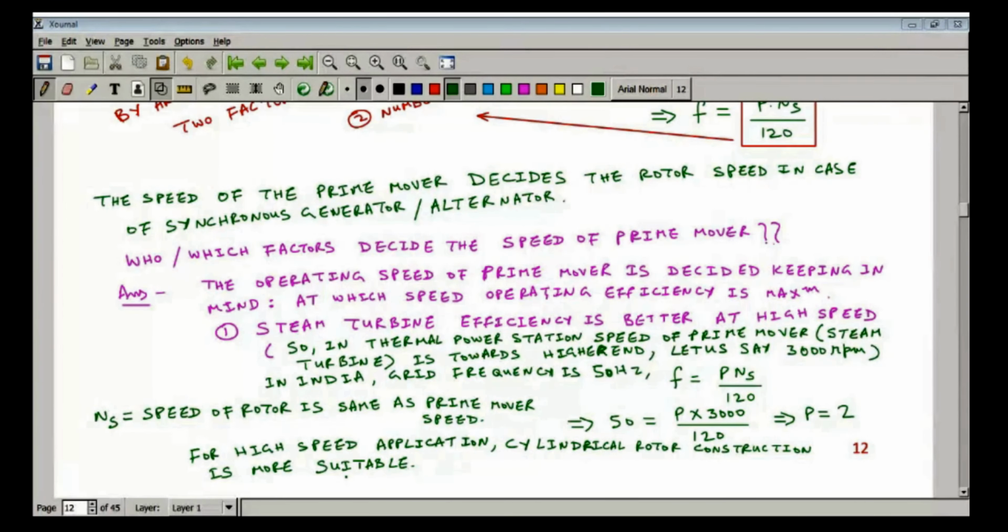So in thermal power station we use a cylindrical rotor alternator, because for high speed application cylindrical rotor construction is more suitable.